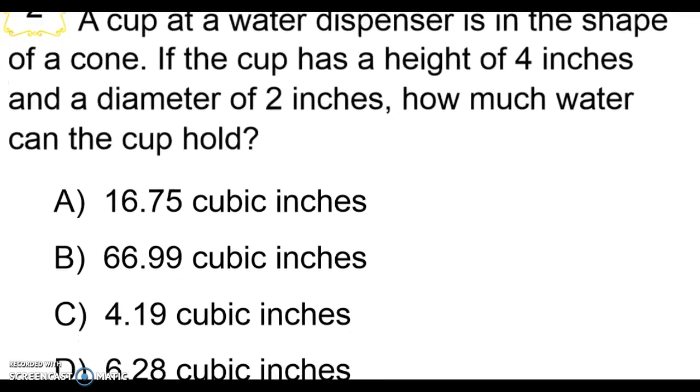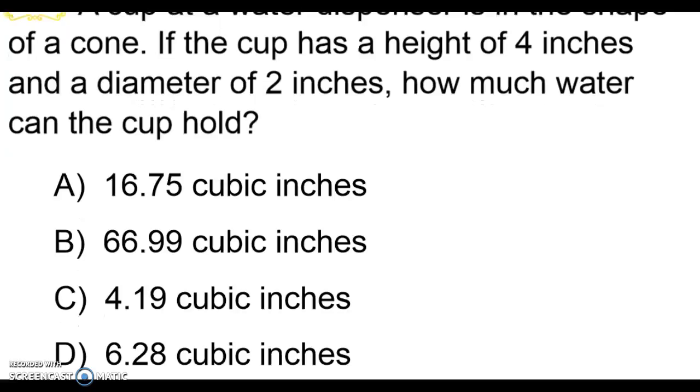Alright, example 2. A cup at a water dispenser is in the shape of a cone. If the cup has a height of 4 inches and a diameter of 2 inches, how much water can the cup hold? Go ahead, find your answer. Alright, so the first thing is that it does say it is in the shape of a cone, so I need to make sure that I'm taking a look at the right picture on my formula sheet. The one thing that it does not share with you is whether you have to find surface area or you have to find the volume.